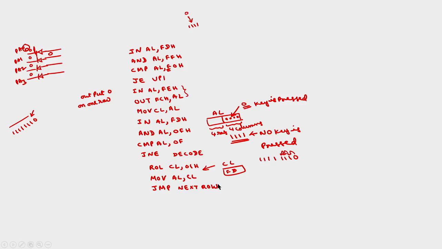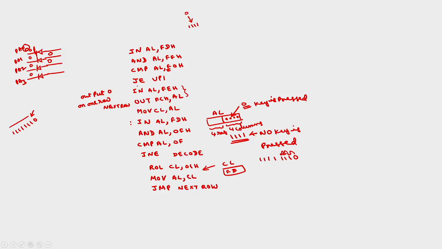If this is equal, means a key is already found, we have to just decode. And if not, you have to go for the next key check. So where should this next row be? Next row will be here. Now we have sent, you have to output this value. Sorry, here. Next row. You have to output and you can save that value FD, because in the next round I have to shift this FD by one more bit. So I am saving into CL again, and then I am going for the next scan of the columns.